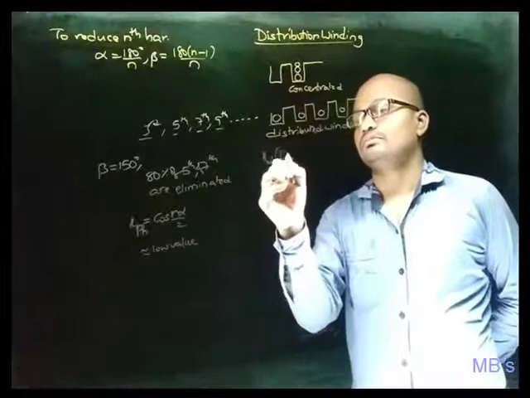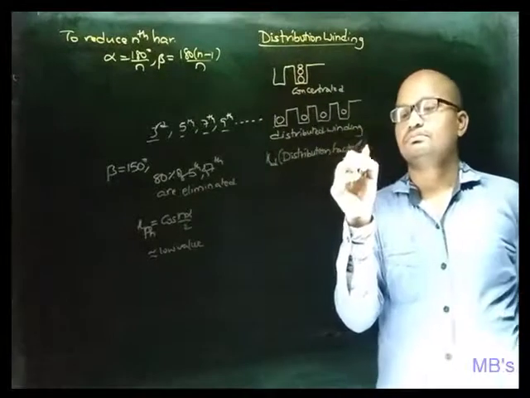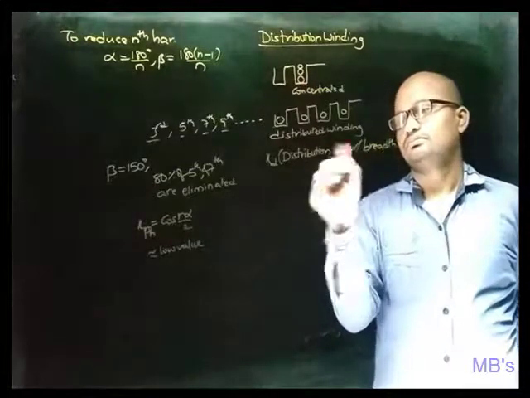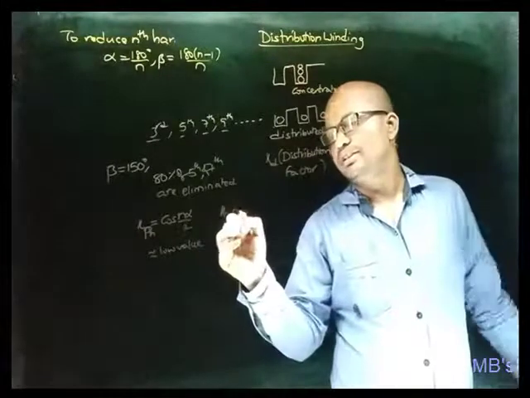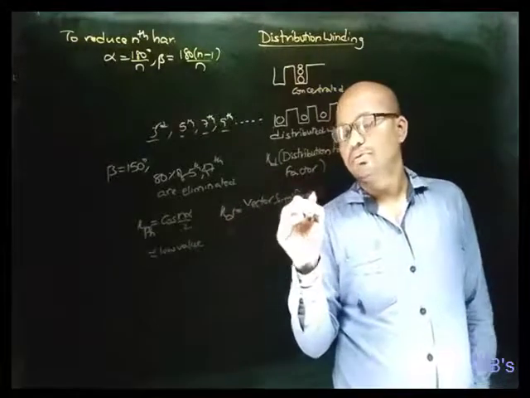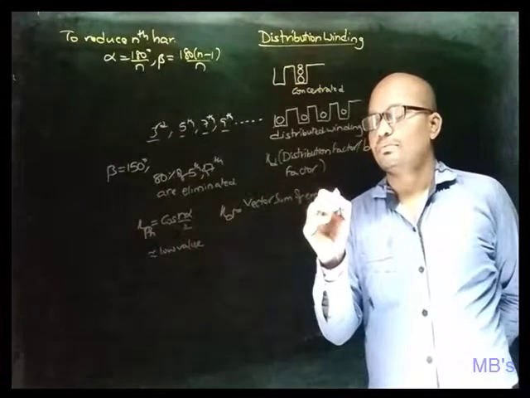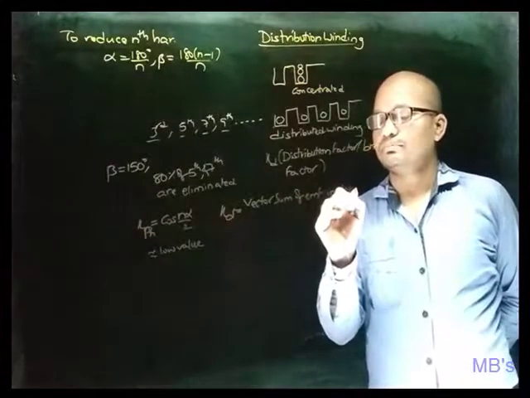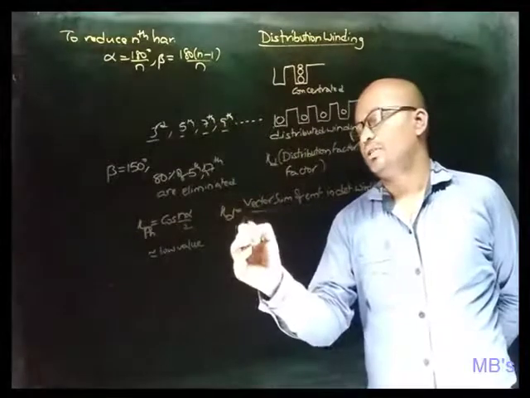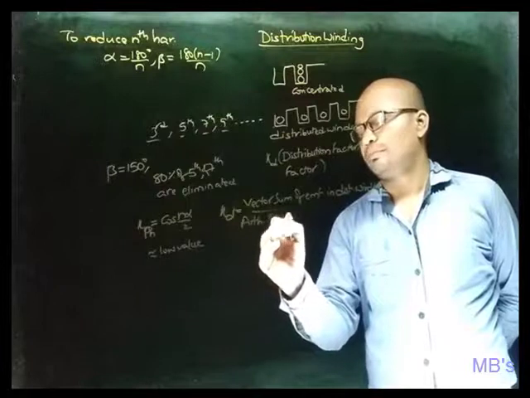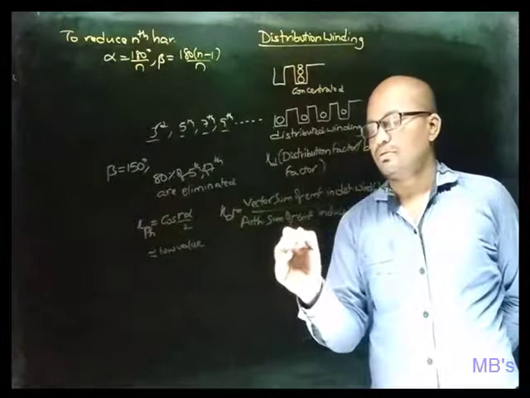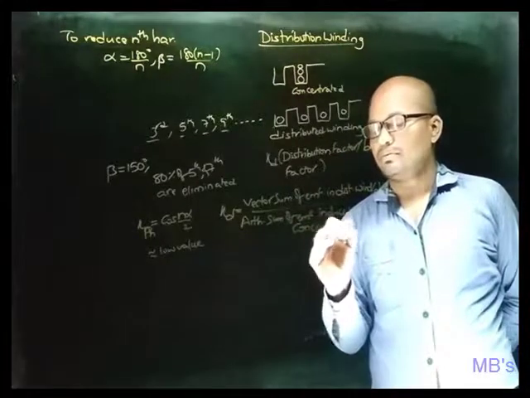Distribution factor or breadth factor. Distribution factor Kd is defined as the vector sum of EMF induced in distributed winding of that phase to the arithmetic sum of EMF induced in concentrated winding per phase.